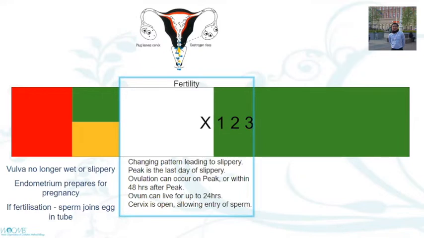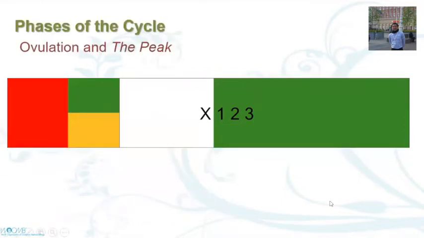And the endometrium is what? It will serve as what? The temporary house of the baby. There will be an implantation. Okay, so ovulation and the peak.